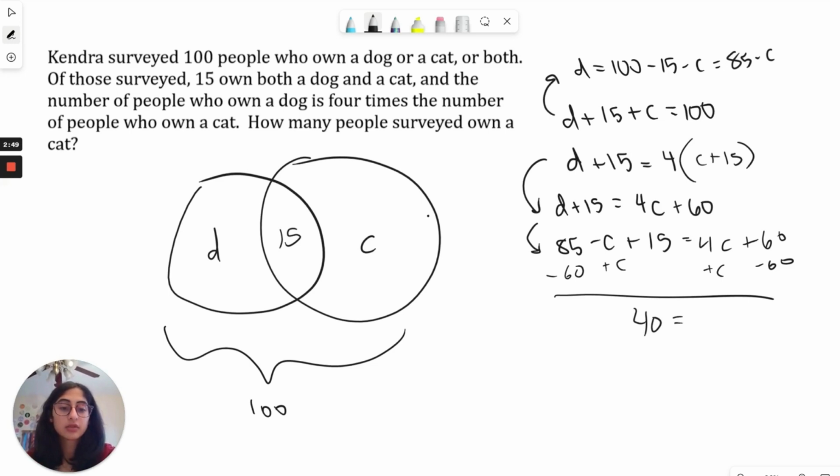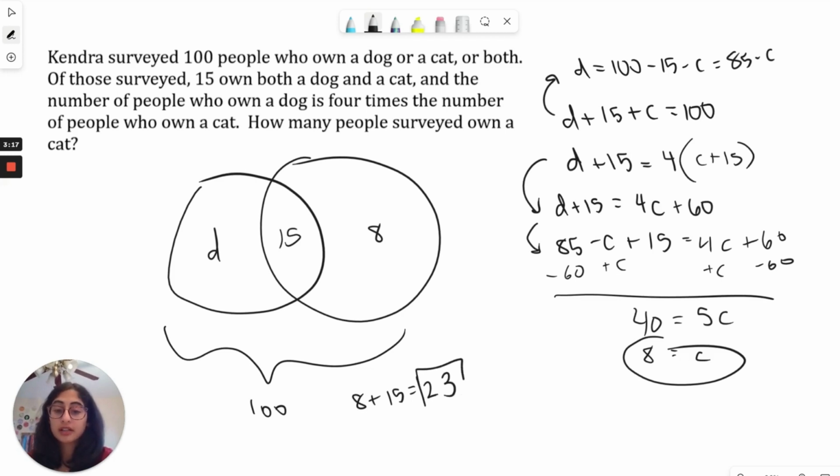40 equals 4C plus C, so 5C. When we divide this by 5, we get that C is equal to 8. So the number of people who only have a cat is equal to 8. But that's not our answer because we're looking for the people who have a cat. They can have a dog too, but just the people who have a cat total. So that would just be 8 plus 15, which is equal to 23. And this will be our answer, right?